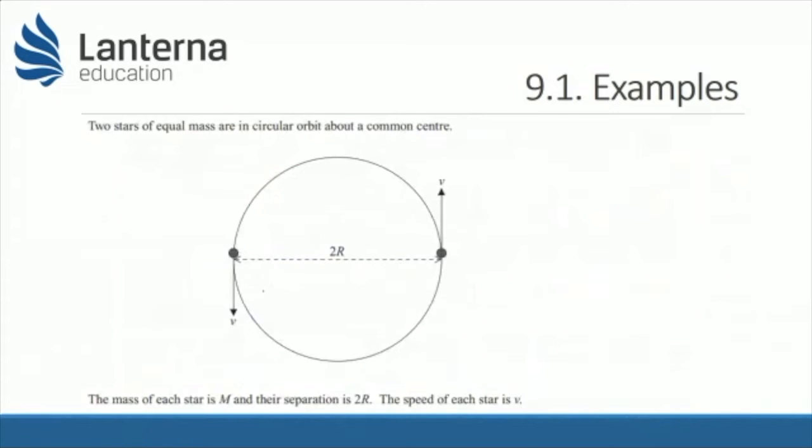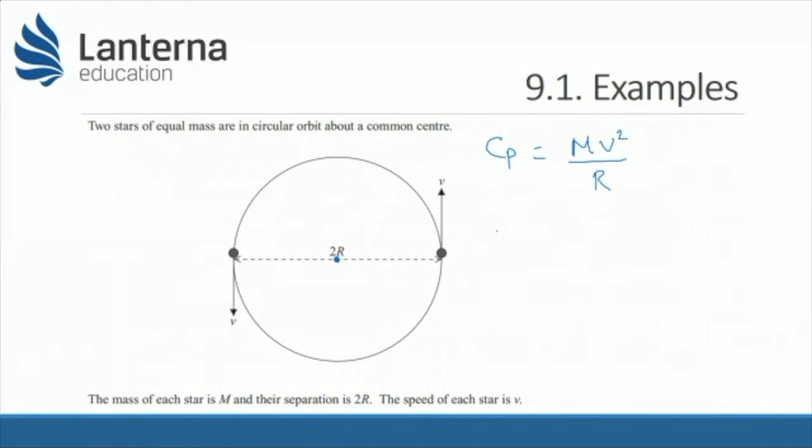Now, finally, a separate question. Do we have enough time? Just about. So we've got two stars orbiting around a common center. The mass of each star is m, the separation is 2r, and the speed is v. Let's look at the forces here. The centripetal force uses this as the center, so it's going to be the mass of each star, m, times the velocity squared divided by the radius.